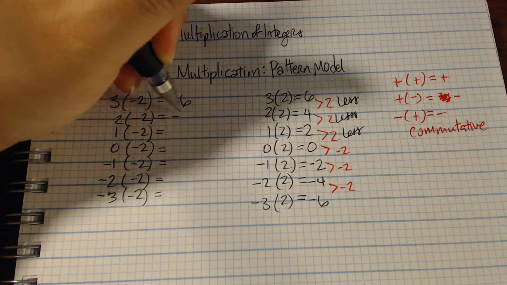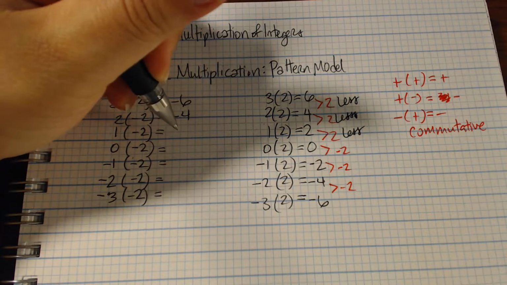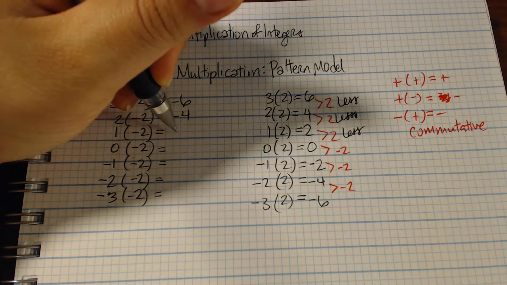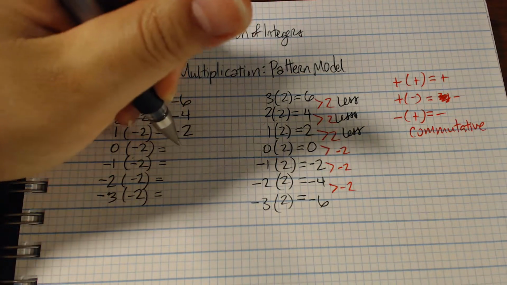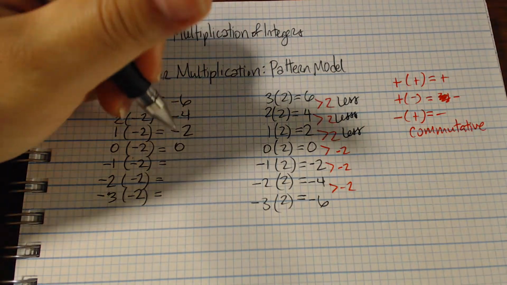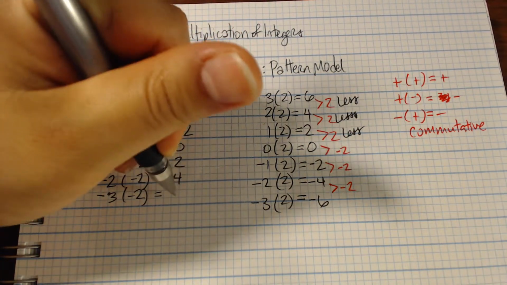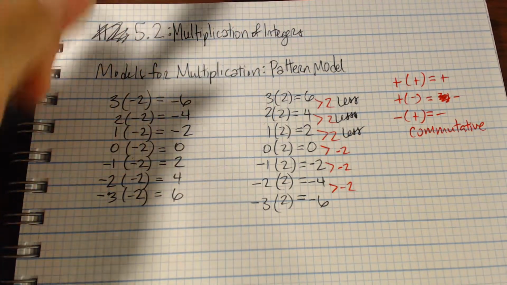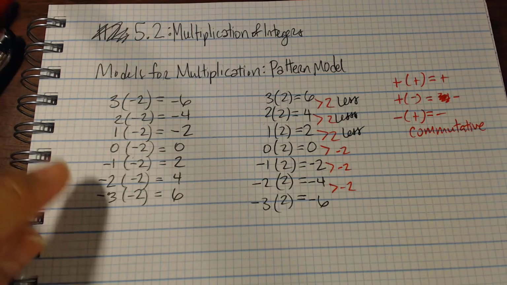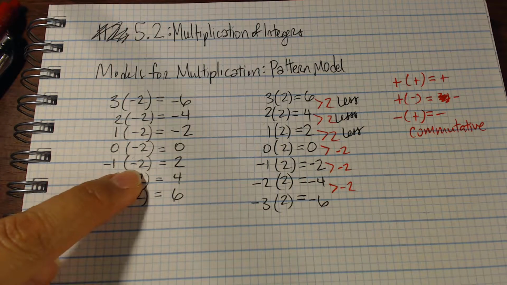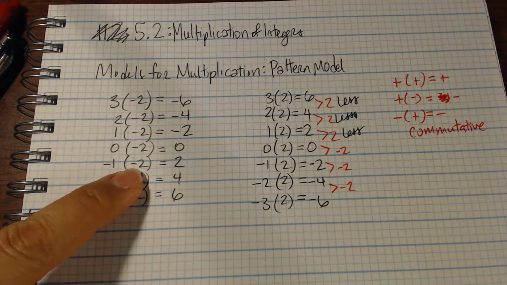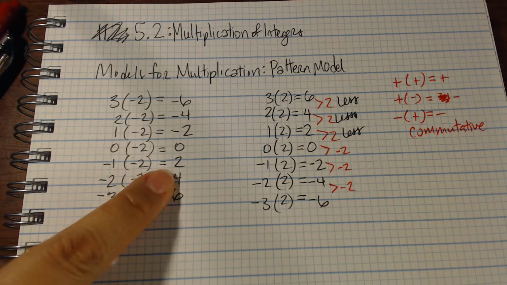2 times negative 2 is negative 4. So our pattern, hopefully you're noticing, is actually increasing. So from 0, we're going to increase to 2. And I'm not even looking at the numbers that are being multiplied. But when I pay attention to what I've got being multiplied here, I suddenly have a negative times a negative that gives me a positive.